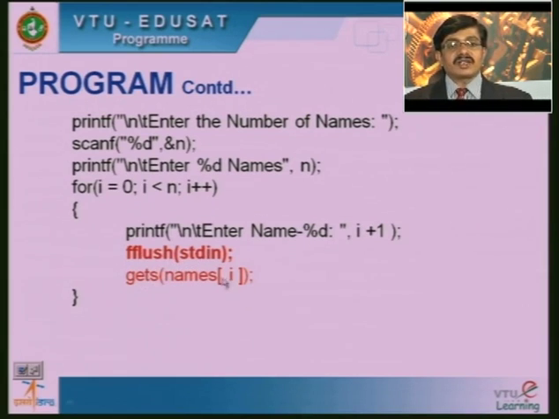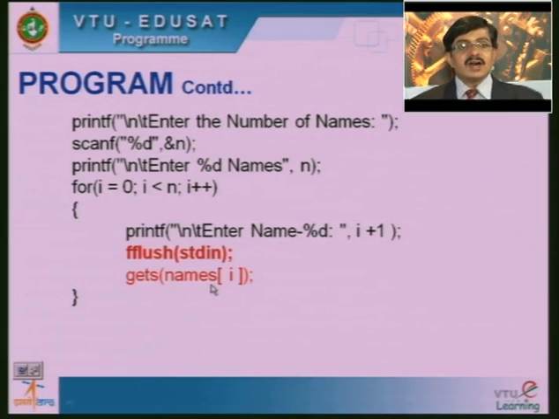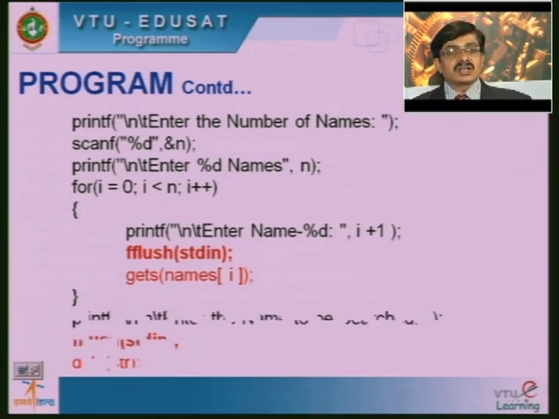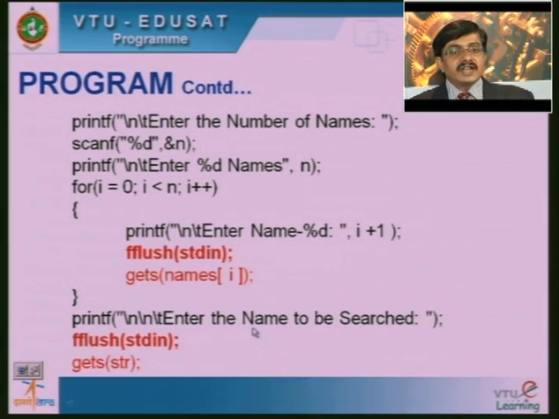When i is equal to 0, we read the 0th name. When i is equal to 1, we read the first name. When i is equal to 2, we read the second name, and so on. So, here we will be reading all the n names entered by the user. Now, after that, printf "enter the name to be searched".